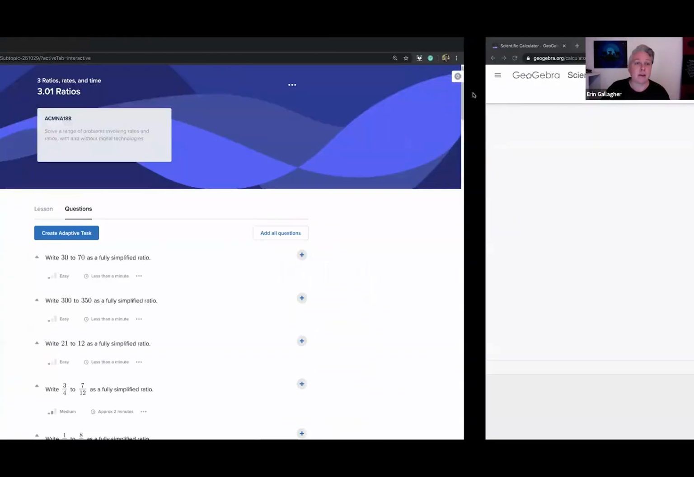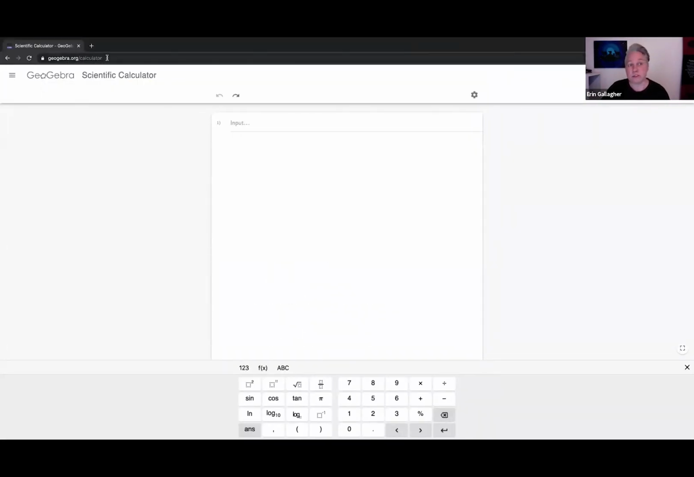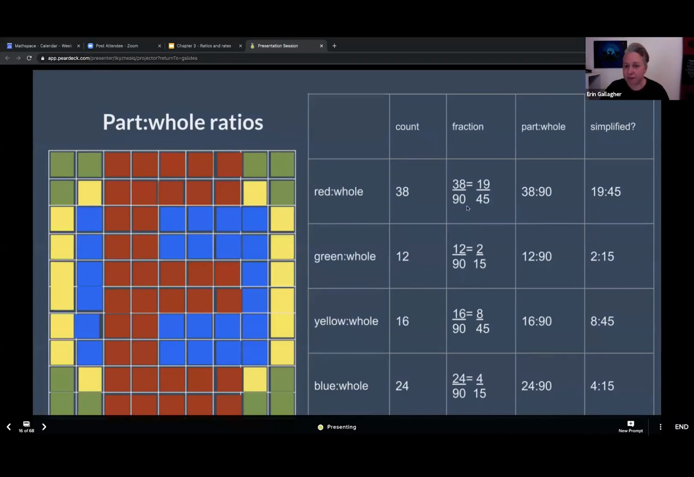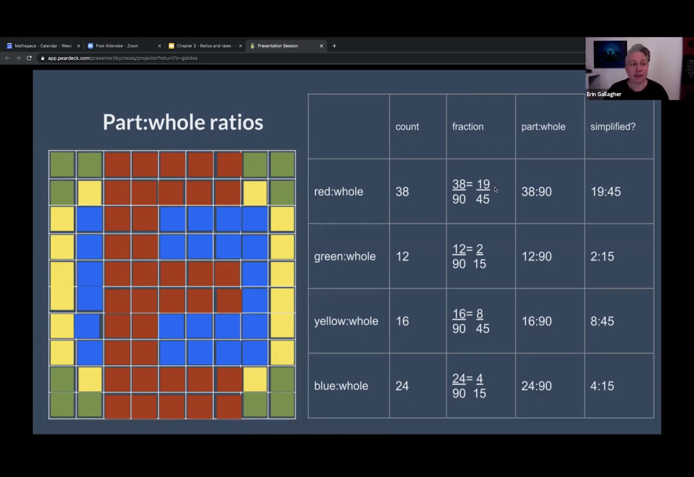So I've got a calculator here that I've just got from GeoGebra. It's free, it's just on the web. What I can do is type in my fraction, 38/90, and then I can just simplify it. So I can see there that the simplified fraction is 19 over 45. So you don't need to get caught up in the arithmetic so much. What's really important is that I want you to keep up with us when we're talking about the ratios and the simplification there.